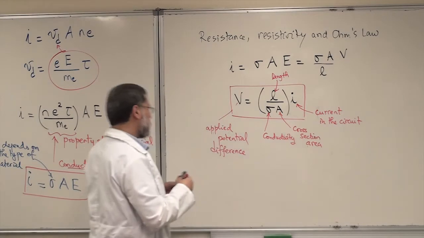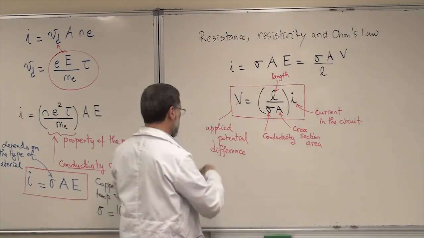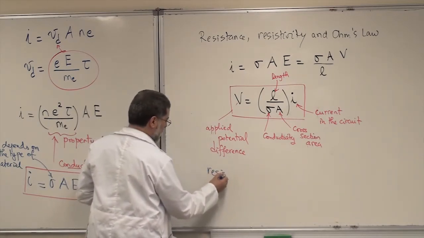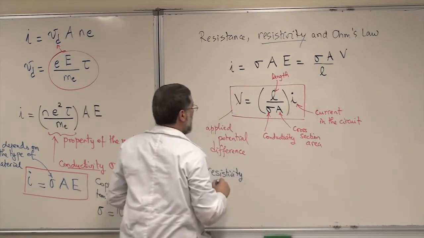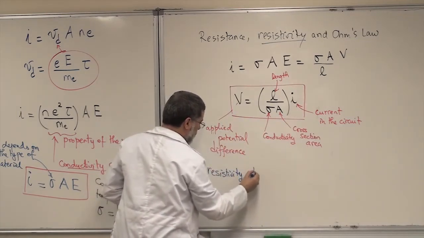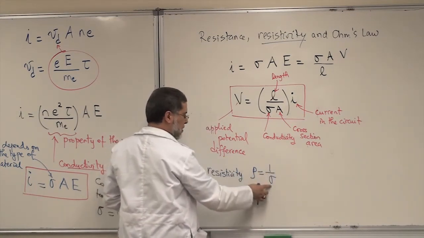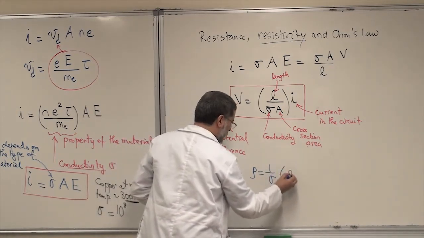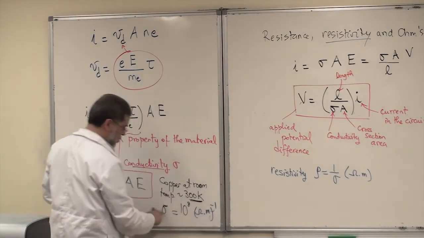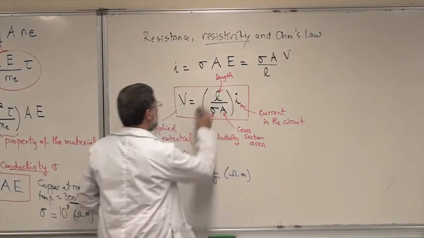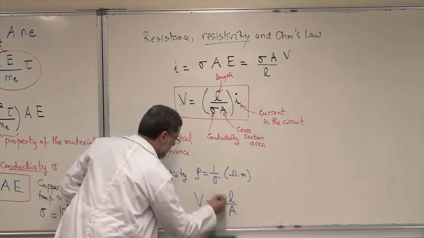Now some people write this a little differently. They introduce what is called the resistivity, which is rho, equal to 1 over sigma. So the resistivity is the inverse of the conductivity. The resistivity has units of ohm meter, so the units for the conductivity are ohm meter minus 1. So the equation here will be V equals rho L over A times I.